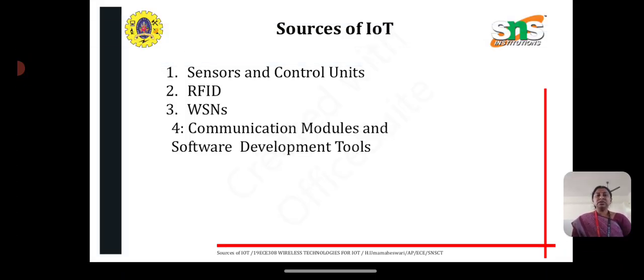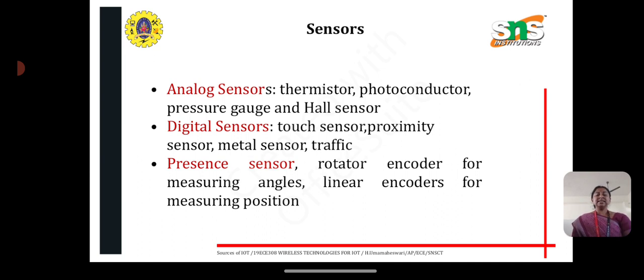The various sources of IoT are sensors and control unit, radio frequency identification module, wireless sensor networks, communication modules, and the software development tools. Sensors: the various sensors used to sense the devices are analog sensors, digital sensors, and presence sensors. For analog sensors, we are using thermistor, photoconductor, pressure gauge, and the hall sensor.